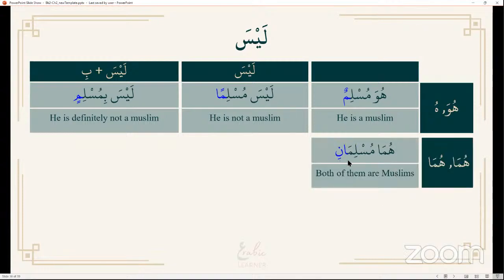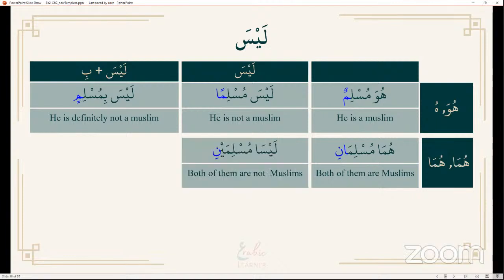Huma Muslimani, both of them are Muslims. Now tell me with only Laysa, both of them are not Muslims. Mashallah, Sister Sufia, good. So, Laysa Muslimaini. What is the status of Muslimaini? Nasab. Okay, mansub, good. Now tell me with the emphasis.